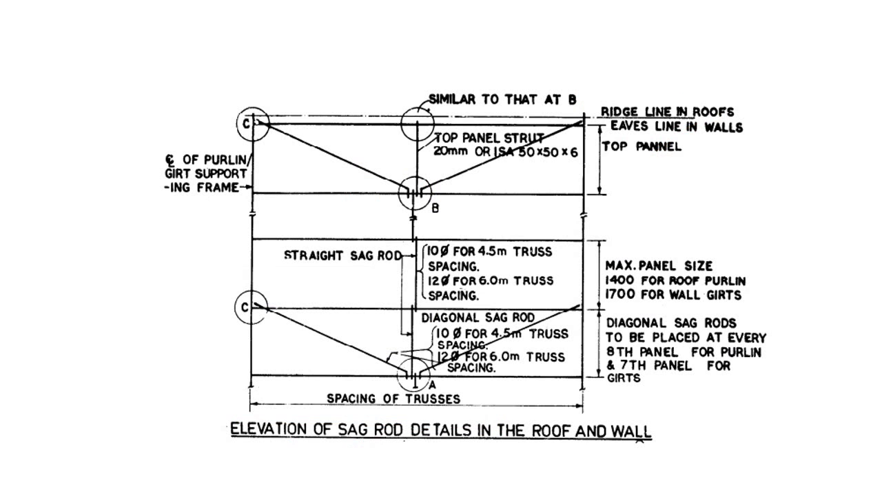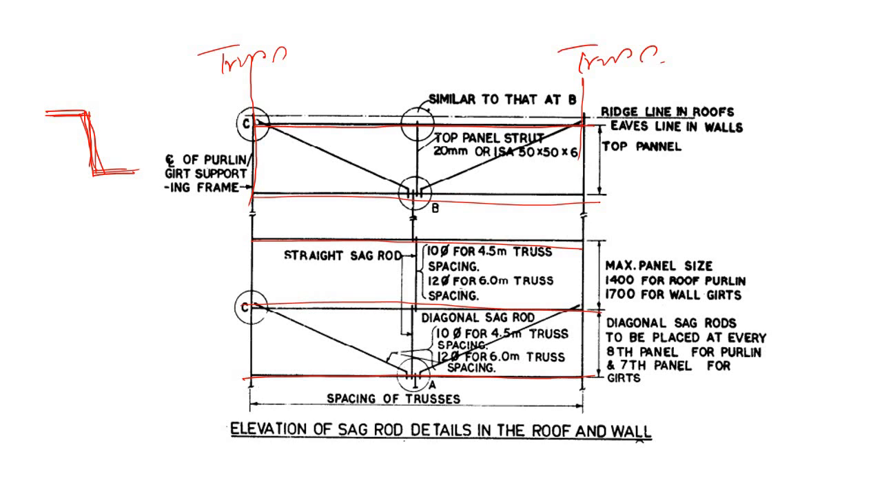So this is the plan. Let's say this is one beam or truss and this is another truss. In between two trusses we have a multiple number of purlins. This is the first purlin, this is the second purlin, this is the third, fourth and fifth. To resist the buckling of the top flange of the purlin, here we are using Z-shaped purlins. This is fixed at the bottom, so we have to resist the buckling of this top flange. What we have to do is connect these purlins by using sag rods. So here is one sag rod, here is another, here is another, here is another.